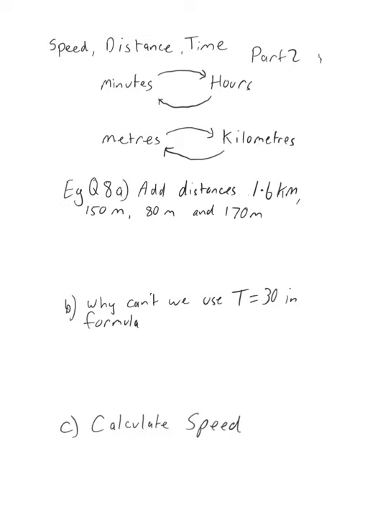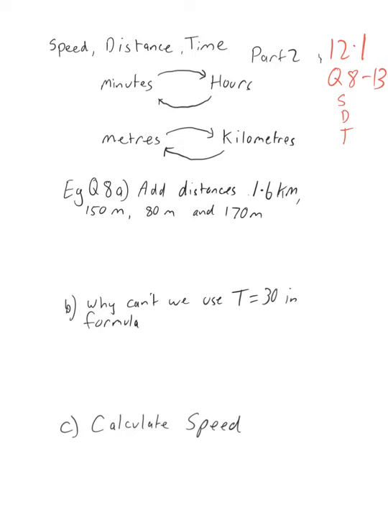Right, now we're going to look at the second part of exercise 12.1, and we're looking at questions 8 to about, I think it was 13. Okay, now, much like yesterday, we need to identify which two variables we're being given out of speed, distance and time, and which one of those three we have to calculate.